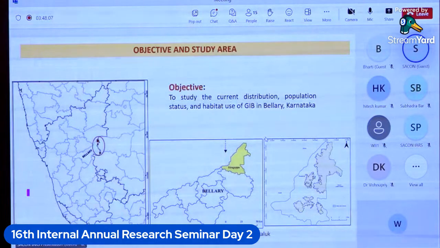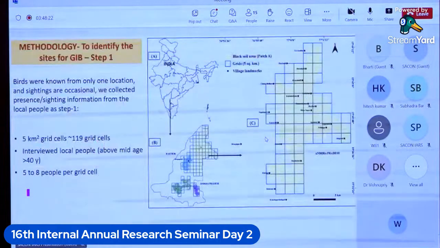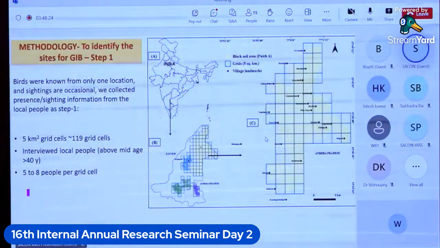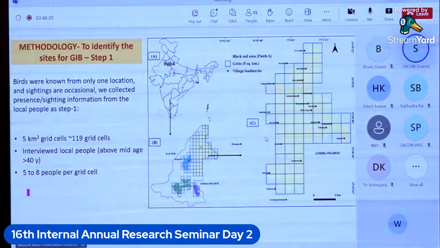The area is very arid and dominated by black soil. And the major focus in this area was to understand the distribution, population status and threats of the GIBs. There was only one record of the species occurring in the entire landscape. It was difficult to go by the few records left over, and thus we adopted a strategy to get the information from the people.